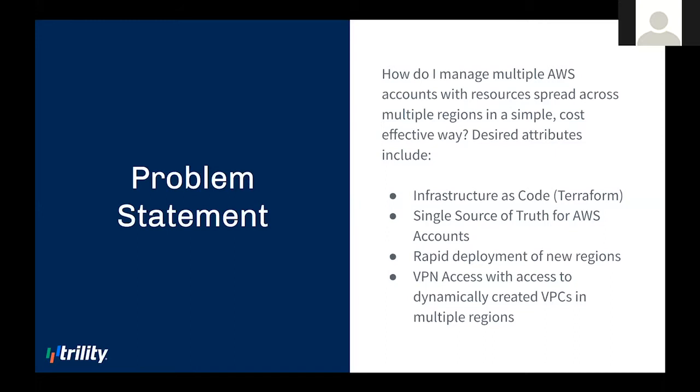in a repeatable, reproducible, auditable way. So that really lends itself to infrastructure as code. Today we're going to talk about Terraform. There's lots of different tools that can accomplish this, but today's is going to really be Terraform specific. We want a single source of truth for all of our AWS accounts, right? We want rapid deployment to new regions, and we also want to make sure that we've got VPN access in and can manage that appropriately for all of our users.